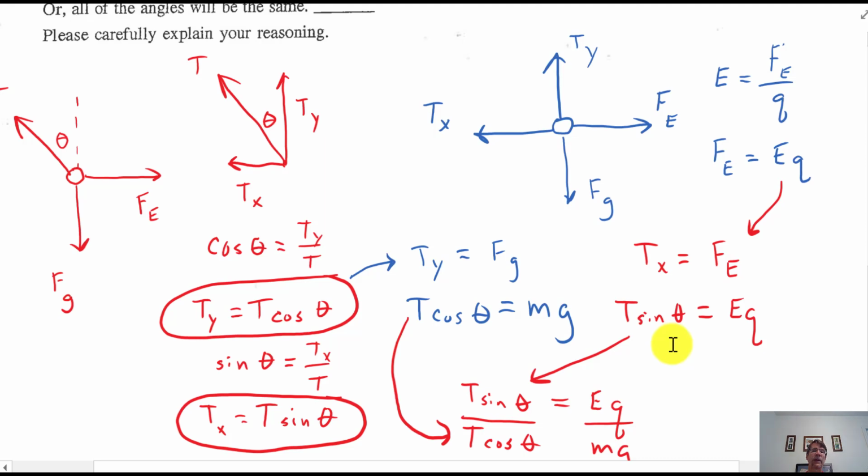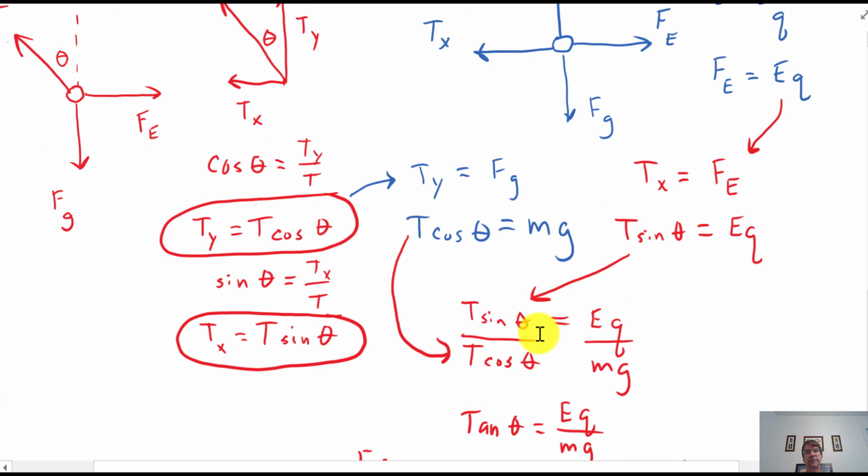Going back to the blue equation. Up and down, we have T sub y equals F sub g. Plugging in for T sub y is T cosine theta. Force of gravity is mg, mass times gravity. So I plugged in for both of those. And then I did a little tricky thing here. I'm taking this red equation and basically dividing it by the blue equation.